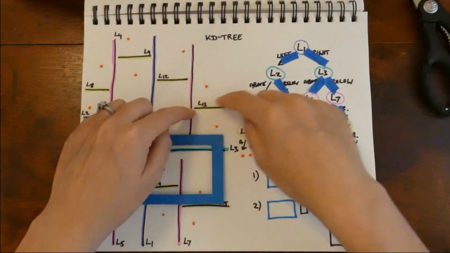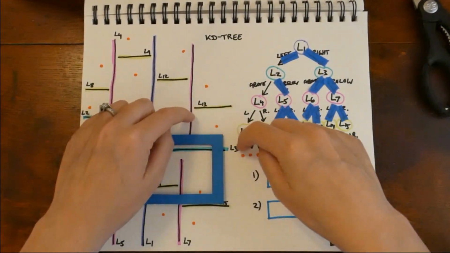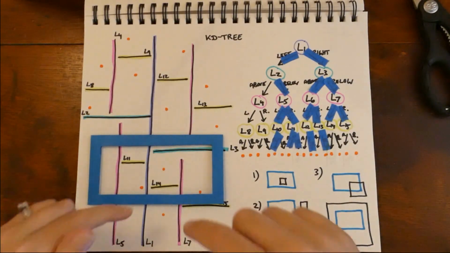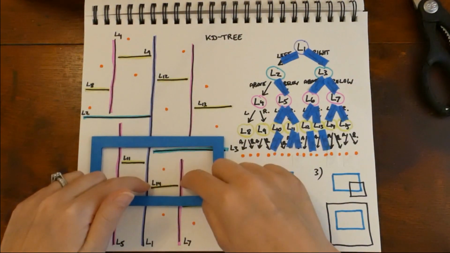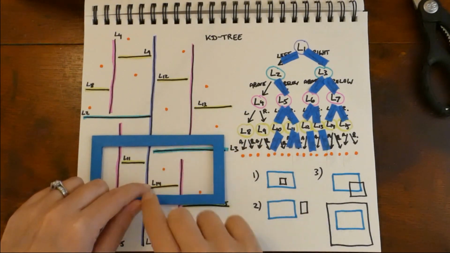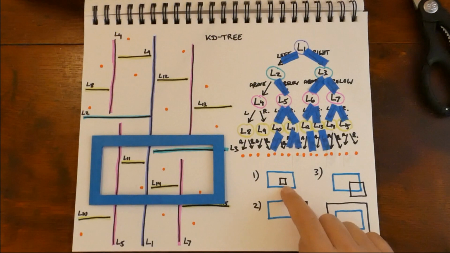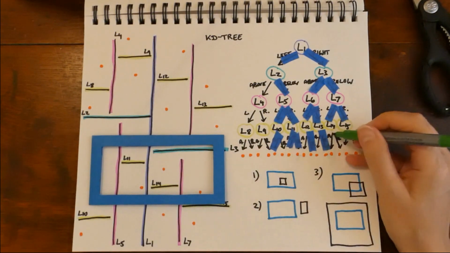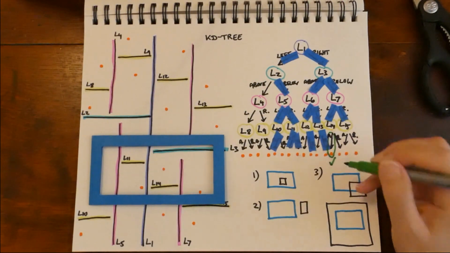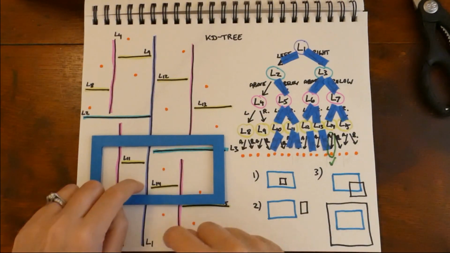Similarly for L13, so the region above L13 does not intersect the rectangle, but below it does. The region above L14 is completely contained in our query rectangle, so that is case 1 over here. So we know that the entire region and all sites in it are contained in the query rectangle.